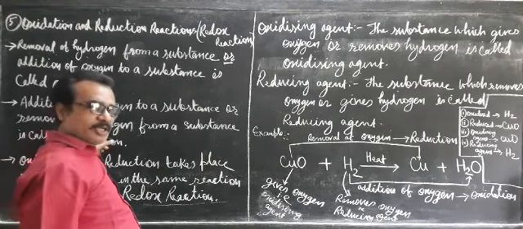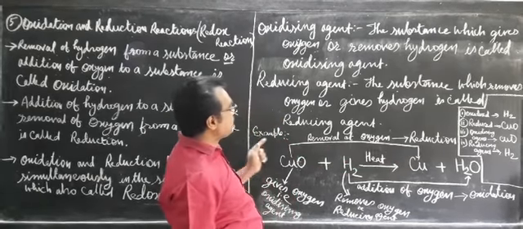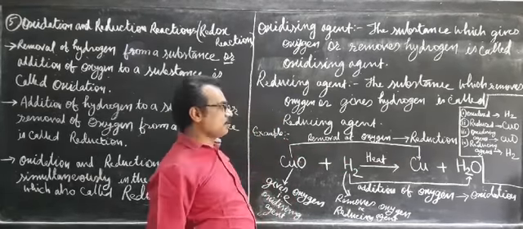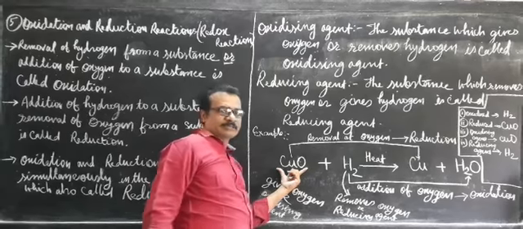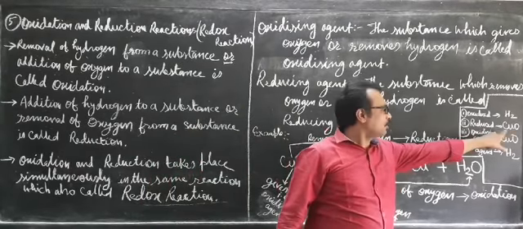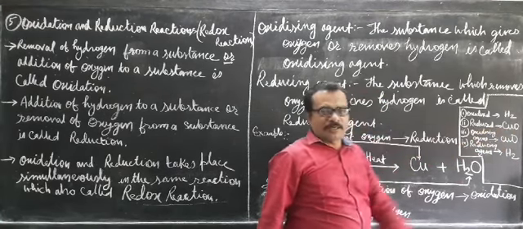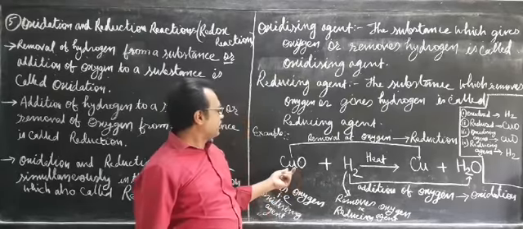Now see the definition. According to the definition, removal of oxygen is known as reduction. This is the process in which oxygen is removed. So which one got reduced? Copper oxide got reduced, because it loses oxygen.